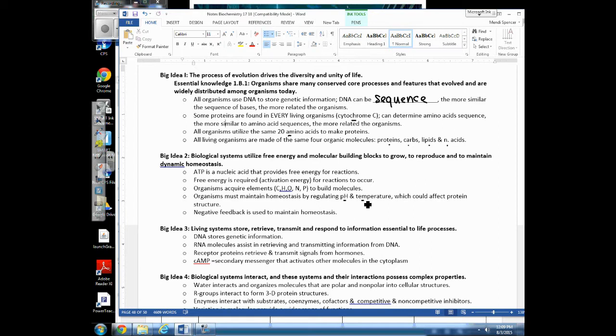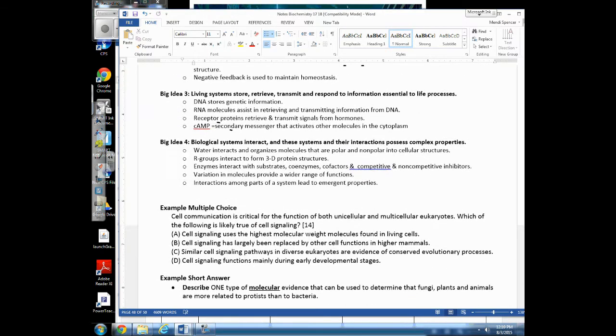And then we also talked about negative feedback is a way that organisms can help maintain homeostasis and keep certain levels of molecules constant. For big idea 3, living systems store, retrieve, transmit, and respond to information essential to life processes. Think of molecules that we talked about related to protein synthesis. We said DNA stores genetic information. RNA molecules retrieve that. We talked about receptor proteins binding to hormones, causing the cell to respond. We talked about a secondary messenger that can be activated when a hormone binds to receptor protein, and that secondary messenger is called cyclic AMP. So those are some ideas in this unit that relate back to big idea 3.